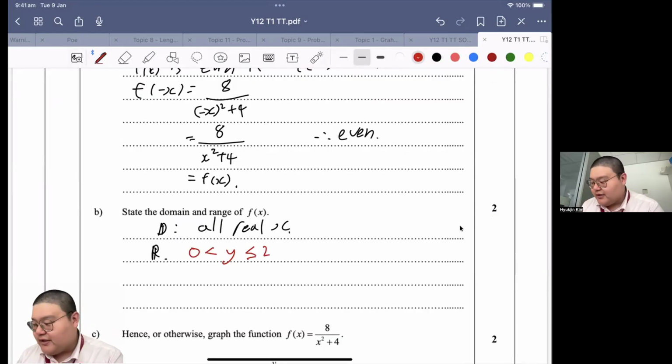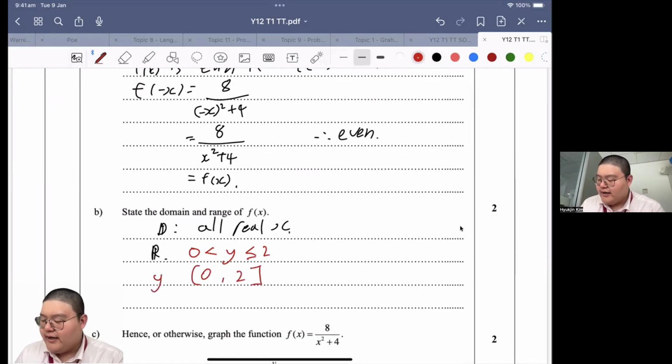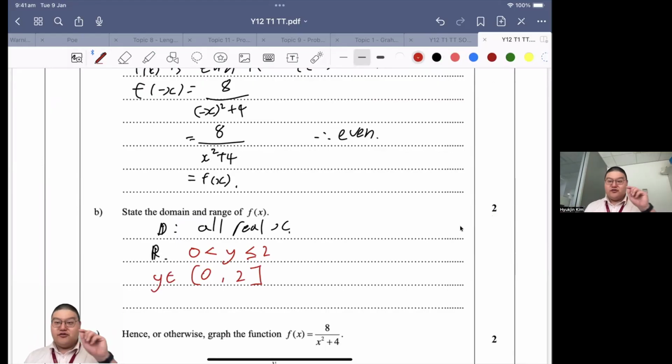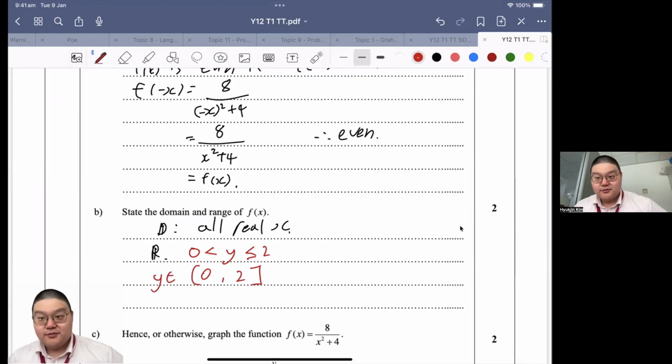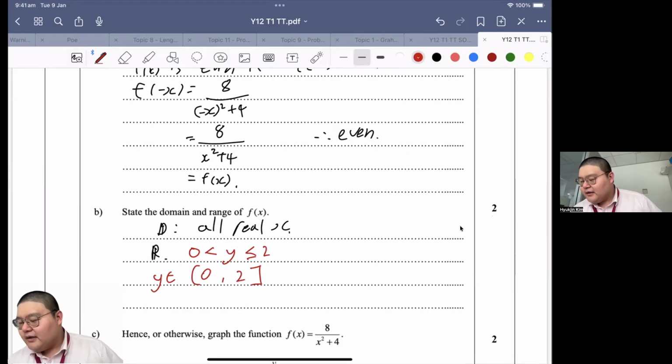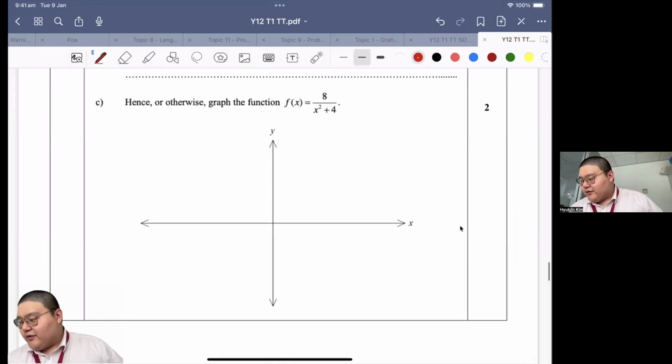I know some of you are interval notation fanatics. So 0, comma, 2, rectangular bracket, y, epsilon. You guys can do that. That's fine. It's a beautiful thing. Hence or otherwise, sketch the graph.